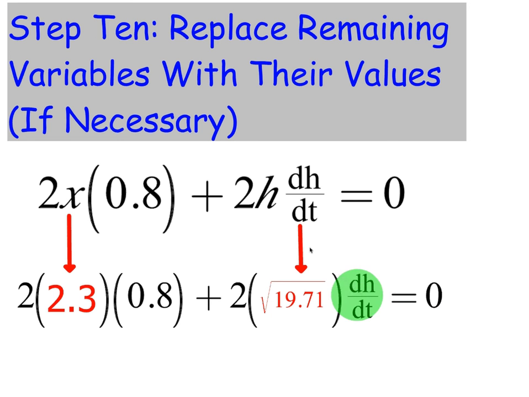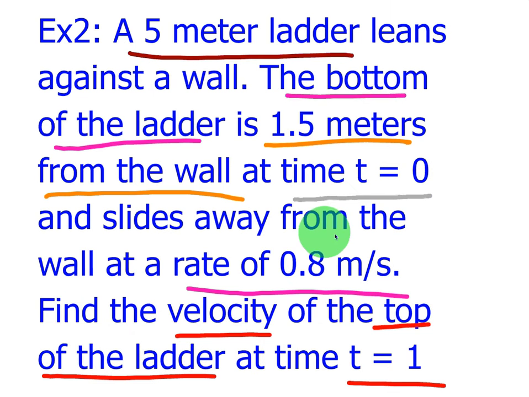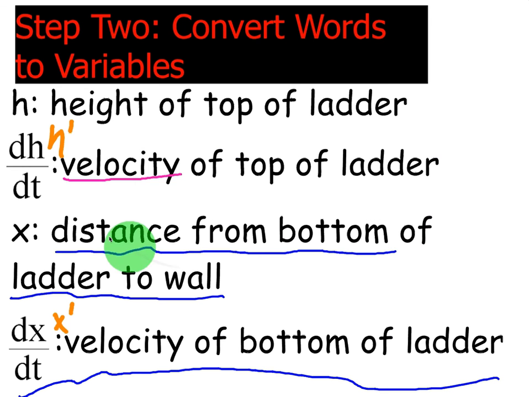And so step 10 is really easy. You're just replacing the remaining variables with their values to get rid of them so you can solve for what you're ultimately trying to solve for. Again, in this case, it's the rate of the velocity at the top of the ladder at time t equals 1, which we called dHdt. So you can see why this is important, right? Because you want to get it down to that one variable we're trying to solve for.